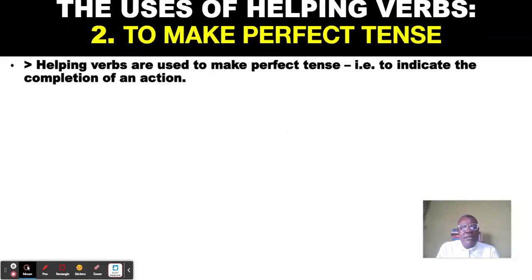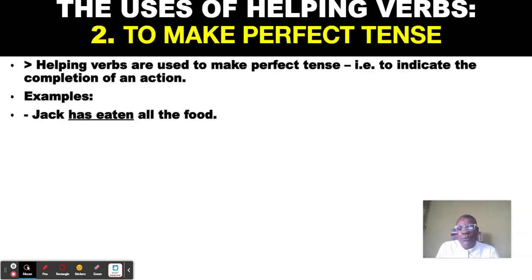Now, let's look at the second use of helping verbs, and that is to make perfect tense. Helping verbs are used to make perfect tense, and that is to indicate the completion of an action. Now, continuous tense indicates that an action is happening or in progress at a given time, but perfect tense indicates that an action has been completed at a given time. Let's look at some examples and how we can use helping verbs to make perfect tense.